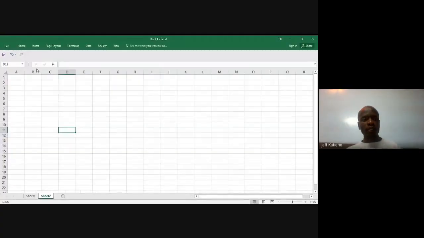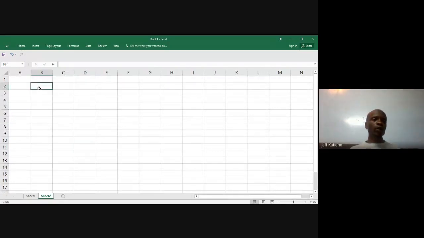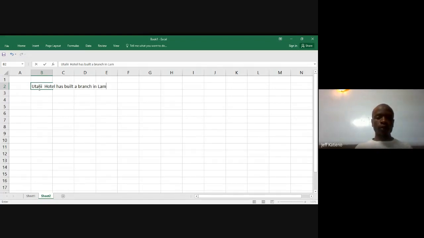So let me say that Utalii Hotel has built a branch in Lamu, which they started using in January 2020. So Utalii Hotel has built some hotel building, a branch. So this branch is a hotel building.